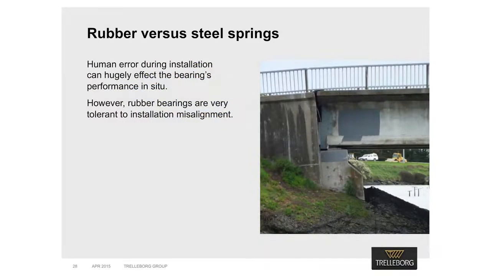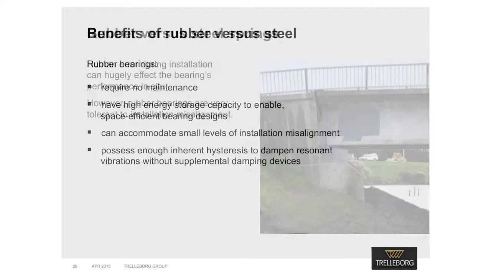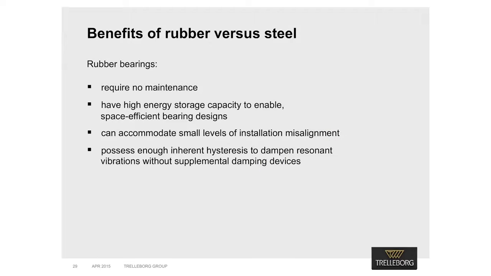The installation of an isolation bearing can fall victim to possible human error, which can have a colossal impact on performance in situ. However, rubber bearings are very tolerant to installation misalignment. Buildings such as concert halls or recording studios are considered the sole preserve of steel spring designs, but rubber is just as competitive and actually offers a number of benefits over steel.